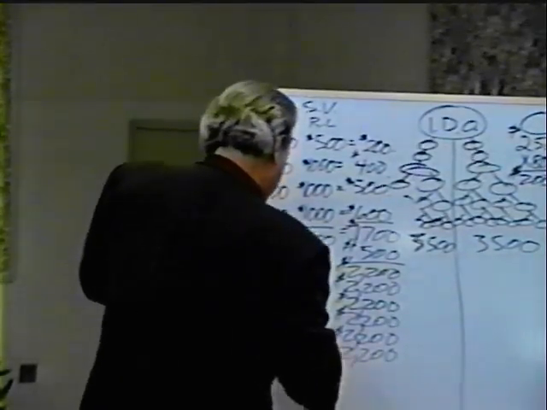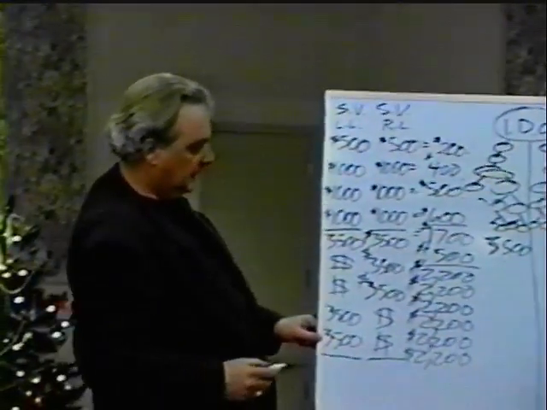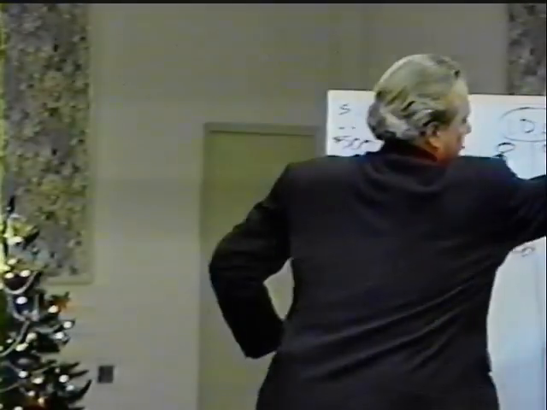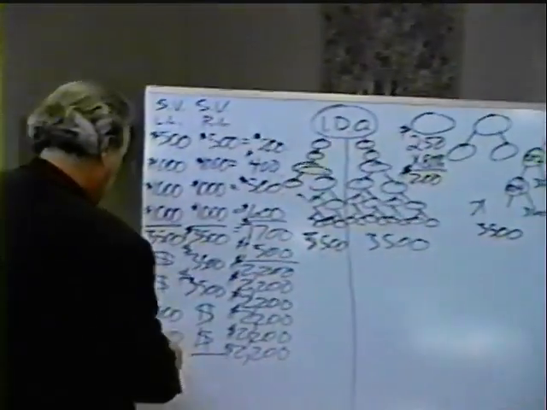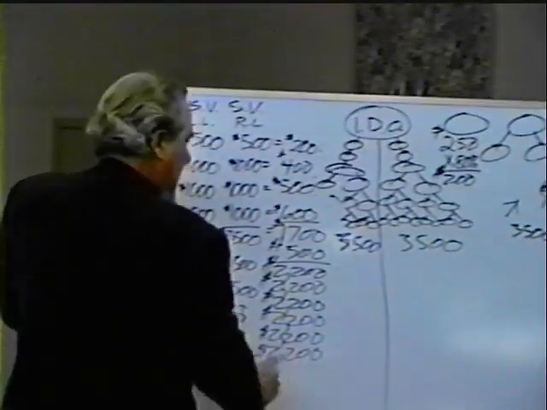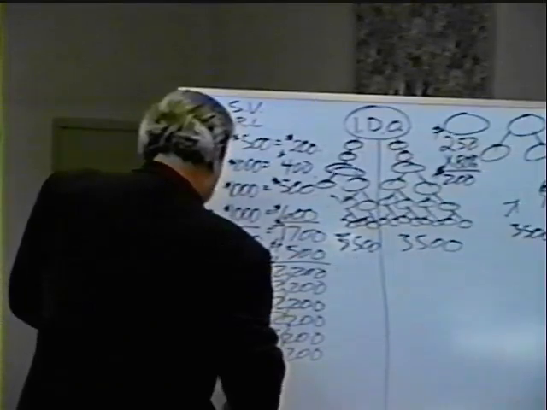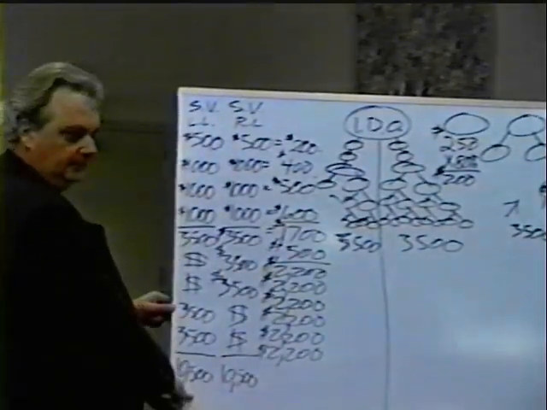So here's how it looks, folks. You've got $3,500 on the left 3 times. You had to build 3 legs on the left. 1, 2, 3. 1, 2, 3. You've got $10,500 in sales volume on the left. $10,500 on the right. Total of $21,000 in sales volume.